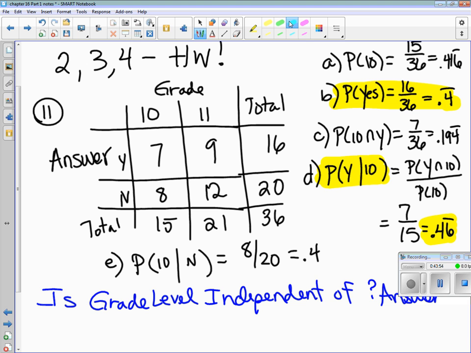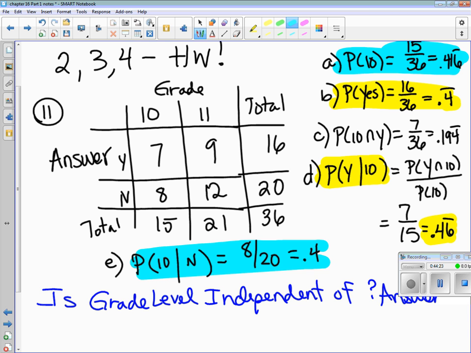So could we compare the probability of 10 given no? What would we compare that one to? Probability of just 10, which is this one here. What do you think about that? 0.416 repeating to 0.4. They're pretty close. So I think because of this, that they're probably independent of each other. I think they're close enough.